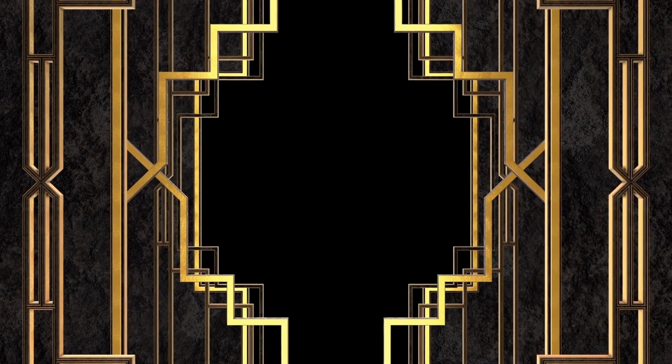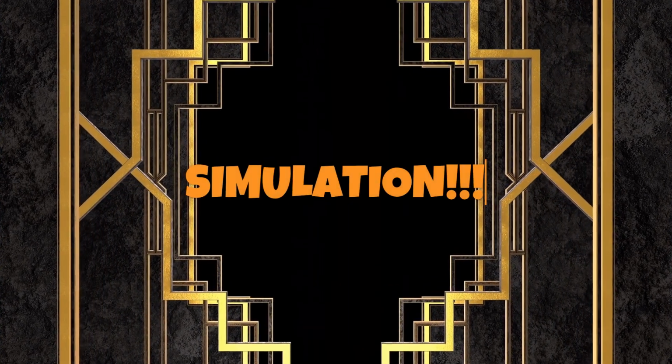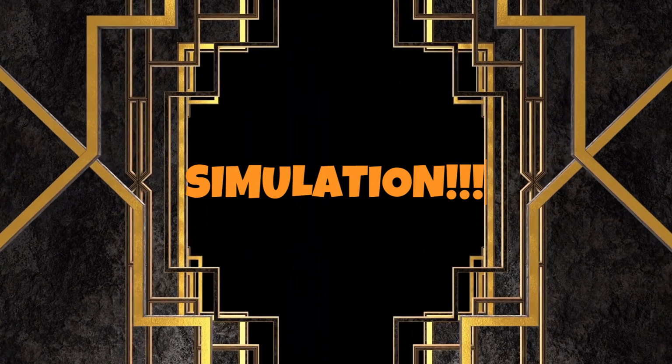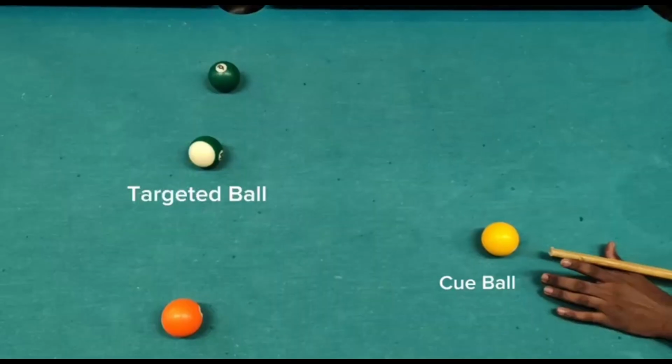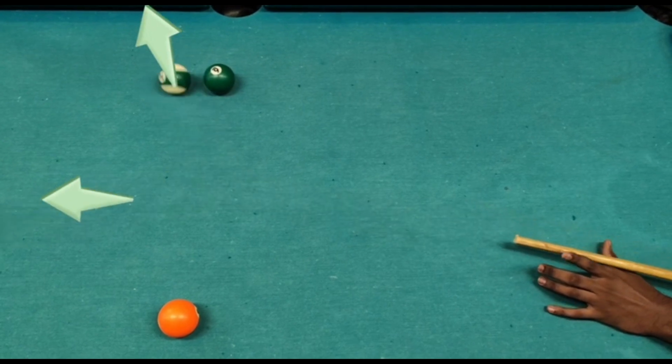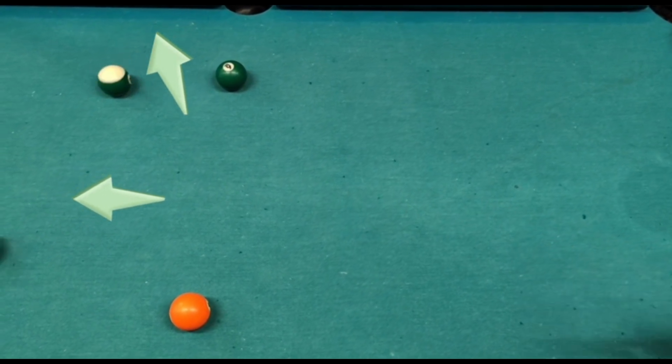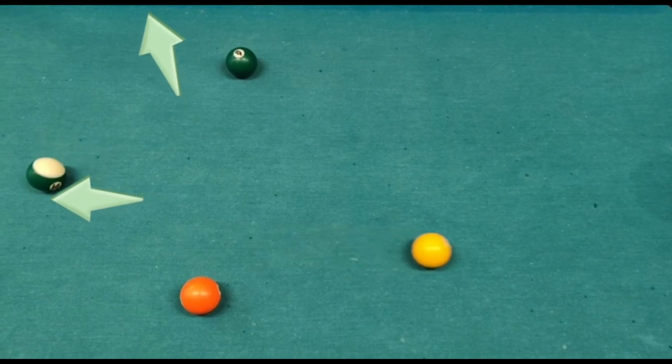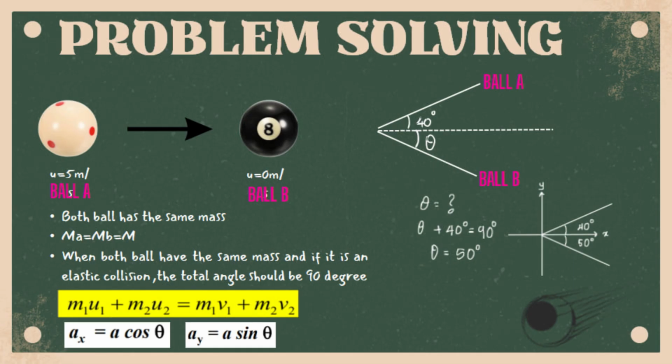Now, before we proceed with our calculations, let's look at this simulation for a better understanding of how the collision between the balls works. In this case, when the cue ball hits the targeted ball, which is initially at rest, it experiences a 2-dimensional motion with a certain angle. Now, let's move on to the calculation part.